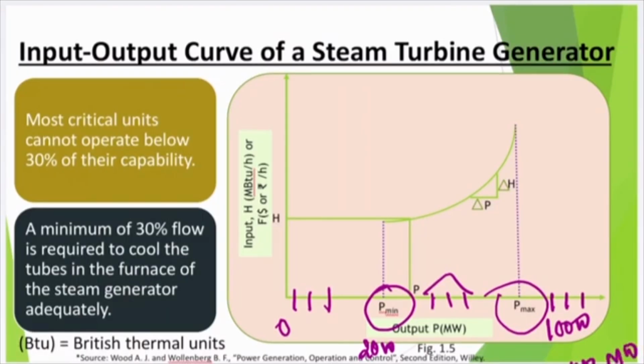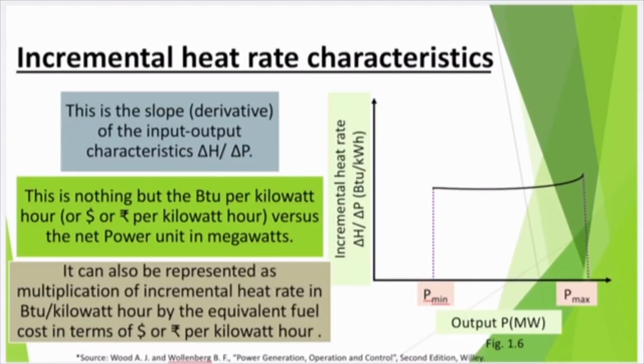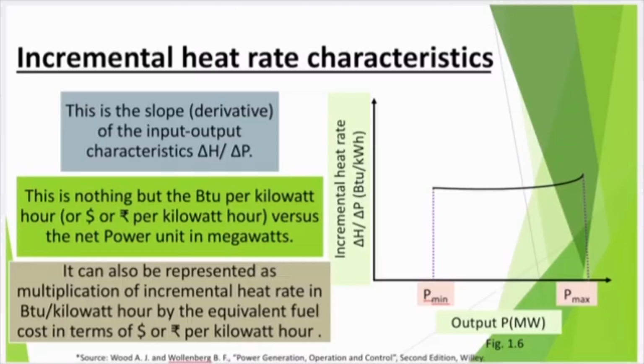All right. So moving to the next one, there is an interesting term known as the incremental heat rate characteristic. What is the incremental heat rate characteristic? It means, to generate 1 unit of power, how much the input needs to vary. If you see the y-axis, it clearly shows delta H upon delta P, that is the derivative of H with respect to P, and the x-axis is certainly between P minimum and P maximum.